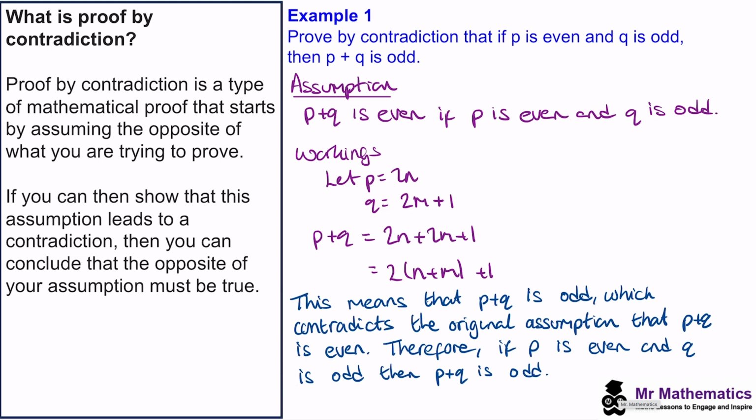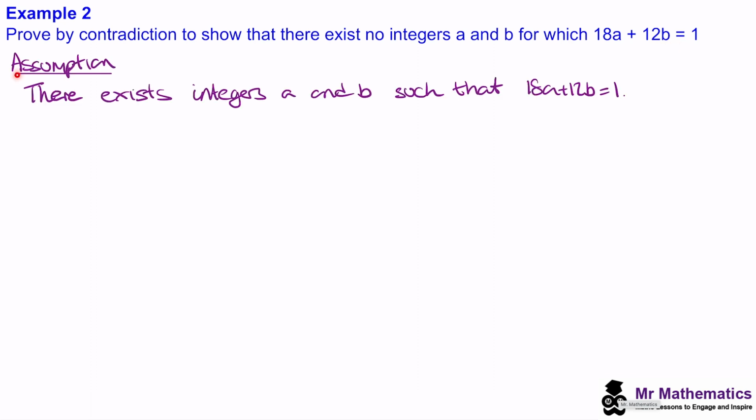Let's move on to example 2. And in example 2, we've been asked to show that there exists no integers, which we'll call a and b, for which 18a plus 12b is equal to 1. So our assumption then is that there does exist integers a and b such that 18a plus 12b can equal 1.